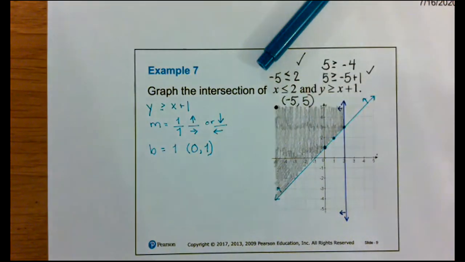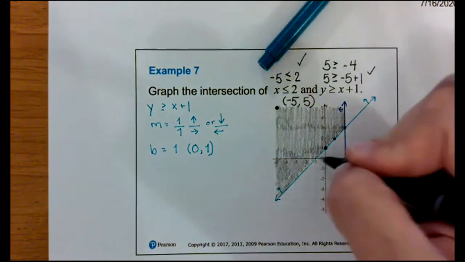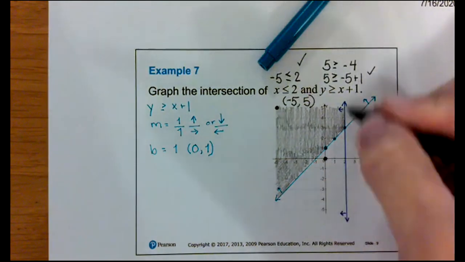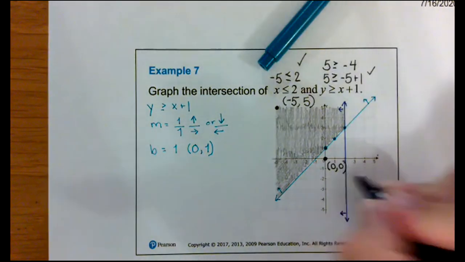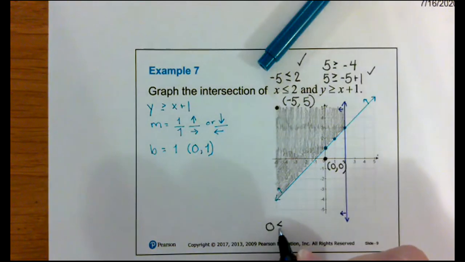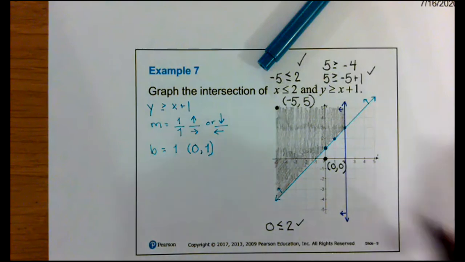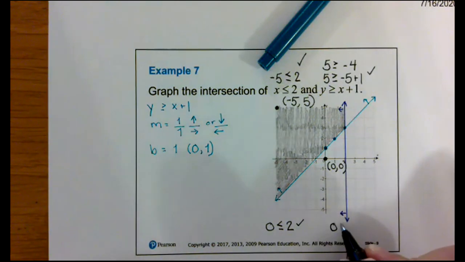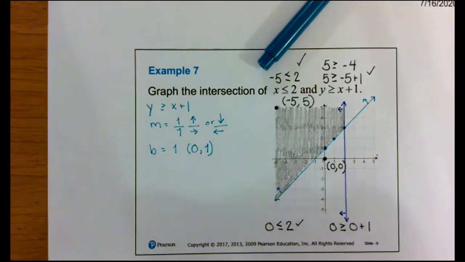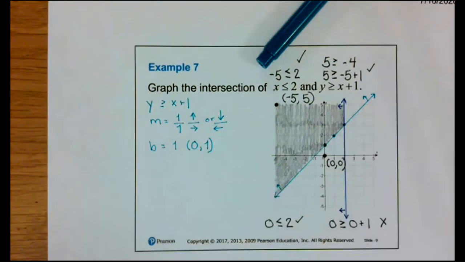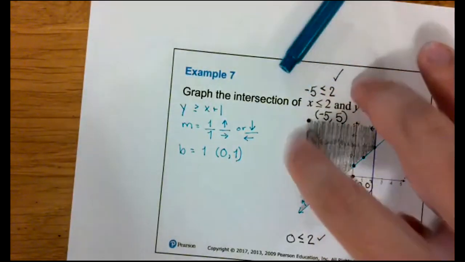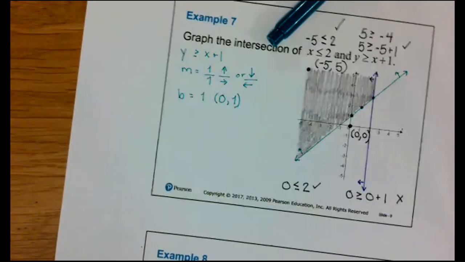Okay. If I pick a point that was shaded only by purple and not by the green line, this is an easy one, 0, 0. Then I have 0 is less than or equal to 2, so that's okay. But this one would be 0 is greater than or equal to 0 plus 1. And that is not true. So we want only the places where they're both true. Above this line, sorry, toward positive of this line, negative of this line. So we only colored that.